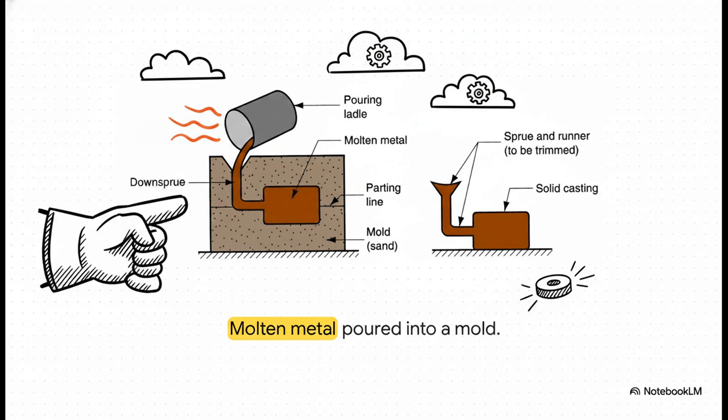You'll also notice the parting line running right across the middle. That's where the two halves of the mold meet. Once everything cools and solidifies, you get the solid casting you see on the right. But notice how it still has those extra bits attached, the sprue and the runner? That's leftover metal that's solidified in the pathways, and that all has to be trimmed off later. It's just a fantastic look at the raw mechanics of the pour.